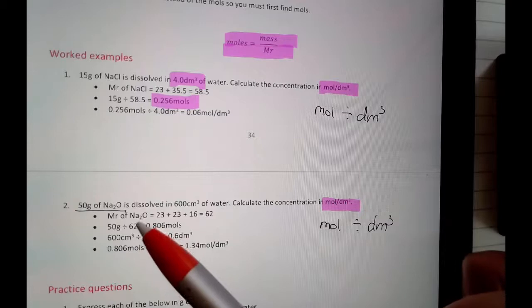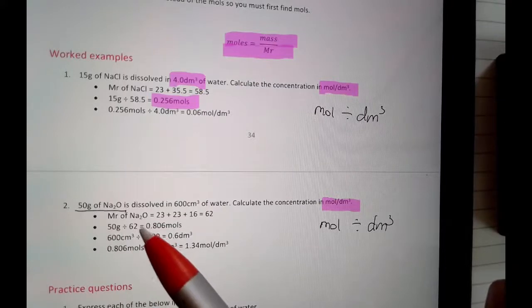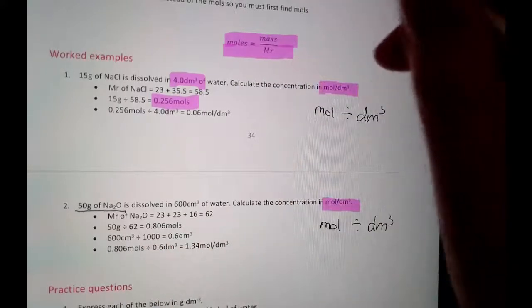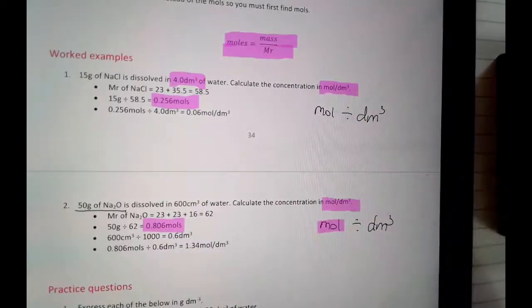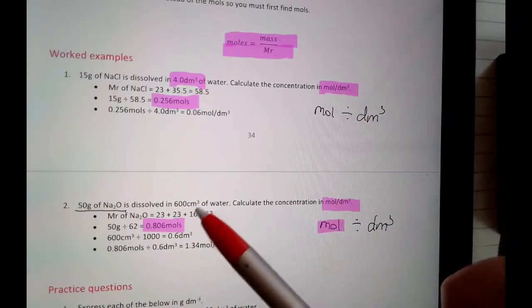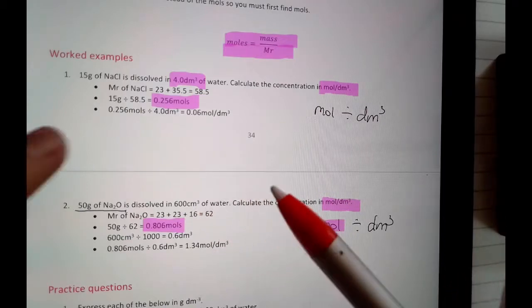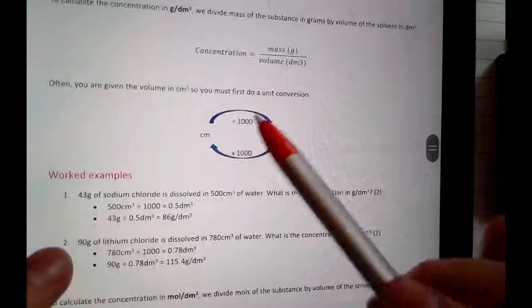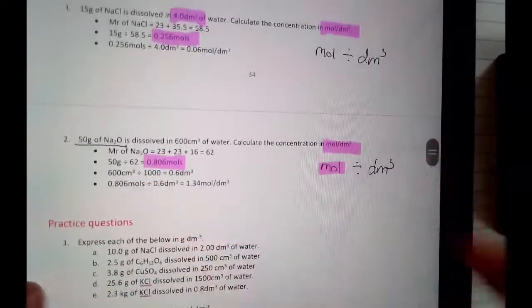I work out the formula mass of Na2O. Mass number of sodium is 23, so I've got 2 23s and 16 for oxygen, so it's 62. 50 grams divided by 62, this is the amount of moles. So now I've got something in moles, which is what I need. I now need something in decimeters cubed. I've currently got centimeters cubed, so I'm going to need to change it. To change centimeters cubed to decimeters cubed, I'm going to be dividing by 1000. So it's going to be 600 divided by 1000.